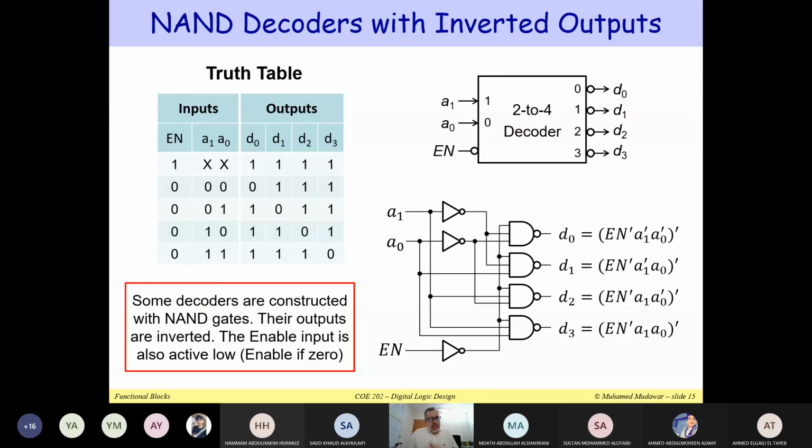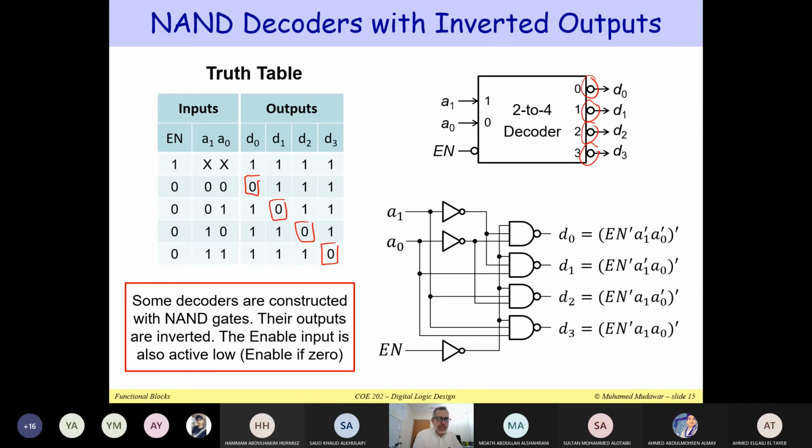Now, there is a special type of decoder that has inverted outputs. I'm going to skip this slide. We call it NAND decoders. What we have seen before are the AND decoders, because we use AND gates to produce the outputs. But you can also have inverted outputs. Notice that here the output is inverted. There is a small bubble at the output. Therefore, you get the output equal to 0, not 1. So only one of the outputs is equal to 0, and all the remaining ones are 1s.